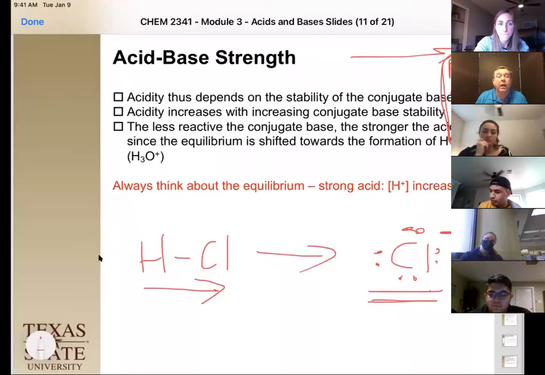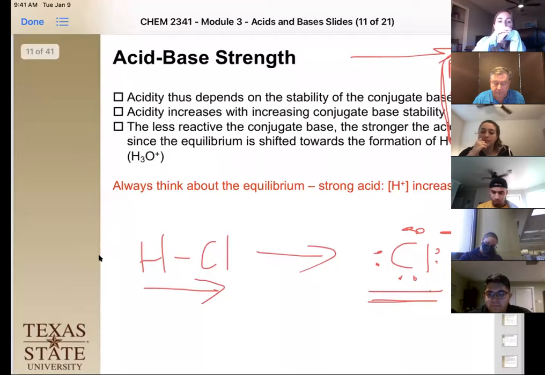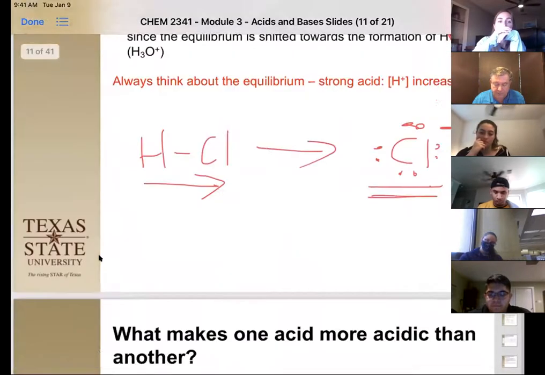Okay. All right. Always think about the equivalent where the strong acid increases hydrogen ion concentration, which means it's shifting toward the more stable base, the higher concentration of the stabilized conjugate base.